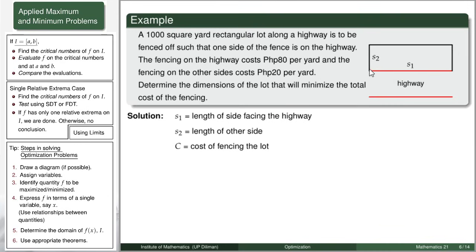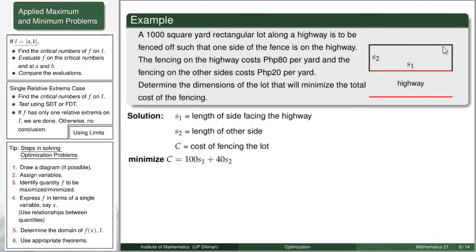So this will become 20S2 plus 20S1 plus 20S2 plus 80S1, since the price for this red line segment is 80 pesos per yard. So I have 20S2 plus 20S2, that's 40S2. And then 80S1 plus 20S1 will give me a total of 100S1 plus 40S2. Clearly, this is not in terms of a single variable. So as in step number 4, we need to find a way to reduce this into a single variable quantity.